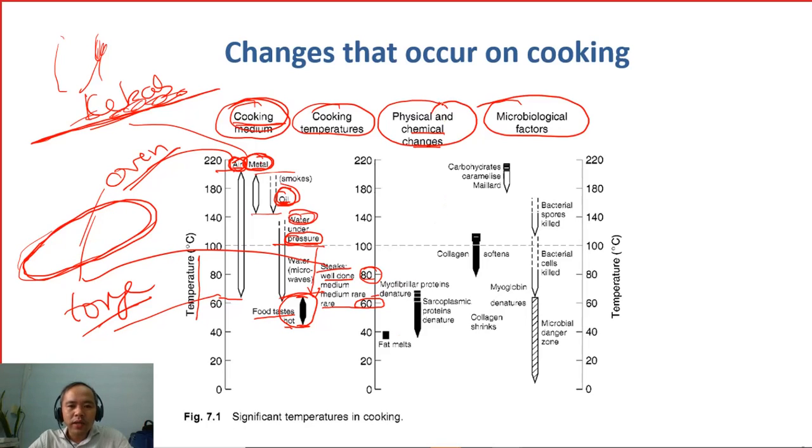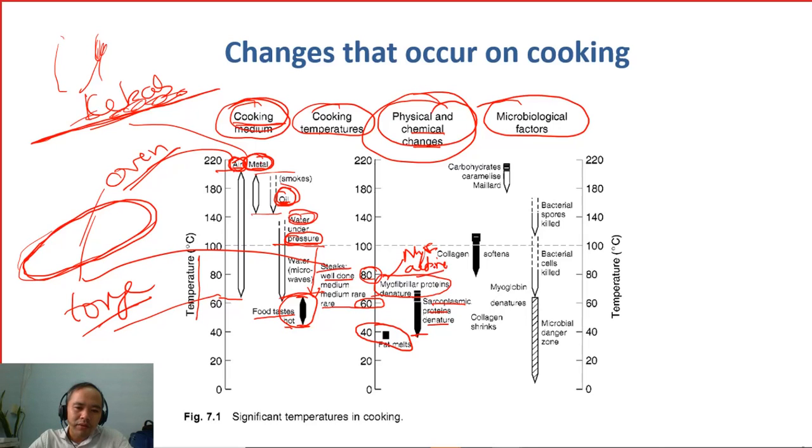Right, and then we look at the physical and chemical changes which occur upon cooking heat treatment. At around 40 degrees C, the animal fats will melt. Then around 40 to 70, the sarcoplasmic proteins denature. Sarcoplasmic protein is the protein which is soluble in sarcoplasm, the fluid inside the muscle, if you remember in chapter 2. At a bit higher temperature, in the range of 70 to 80, the myofibrillar proteins denature. Myofibrillar proteins include myosin and actin.